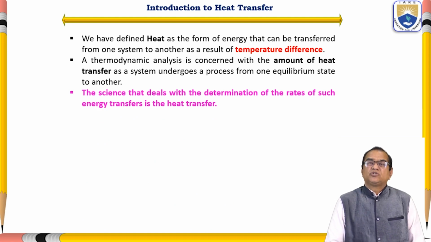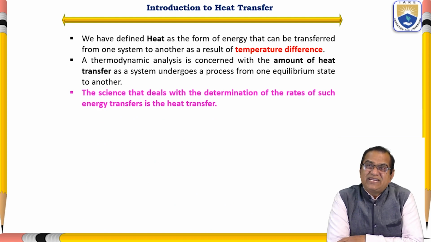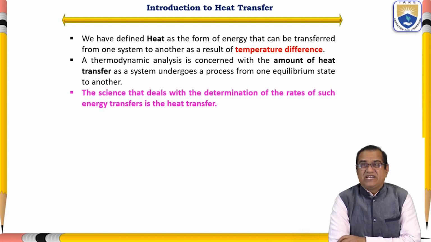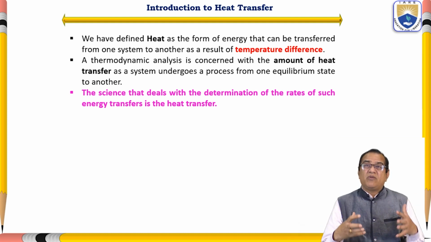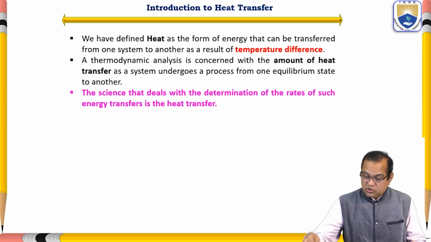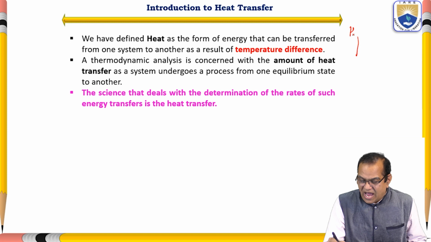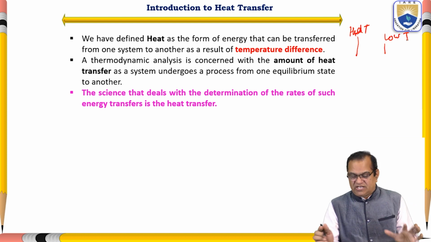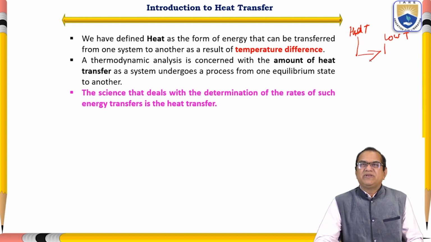So what is heat? Heat is the form of energy that can be transferred from one system to another as a result of temperature difference. So transfer will take place from high temperature, high T, to low T. That is the first thing, and it is heat transfer, and the direction will be in this way.